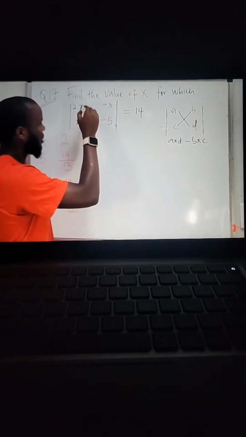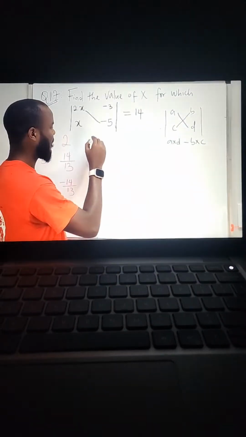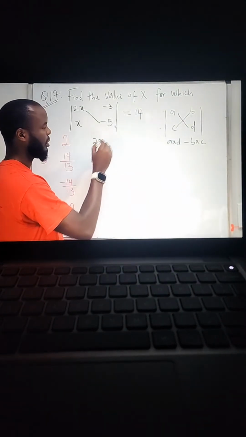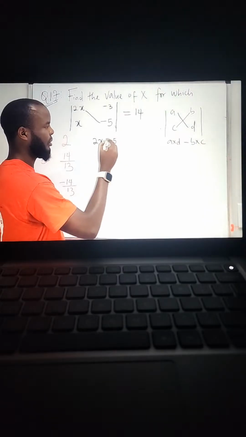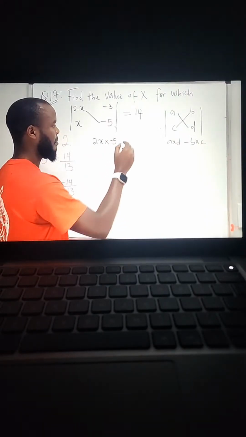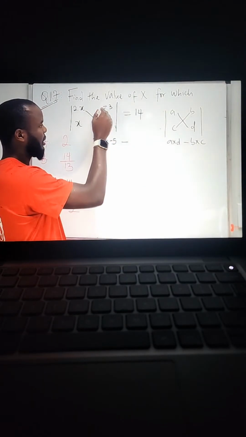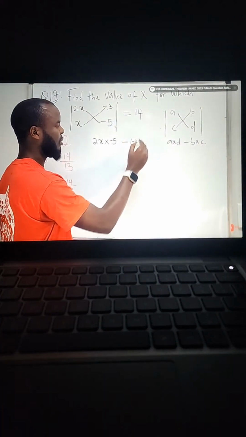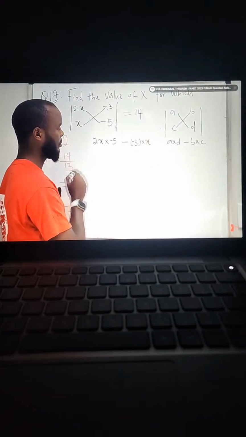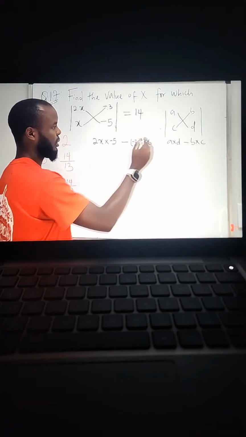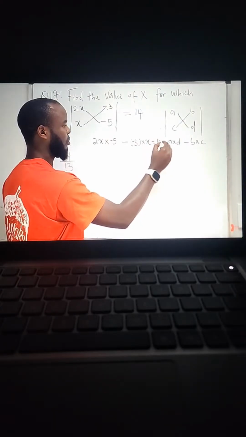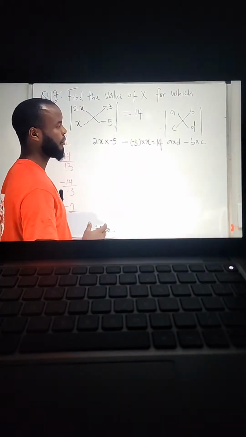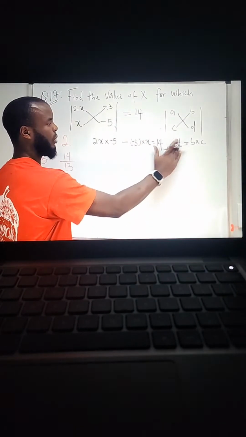So now I'm going to multiply these two together. Here I have 2x multiplied by -5, minus -3 multiplied by x, equal to 14. So this is what we have.